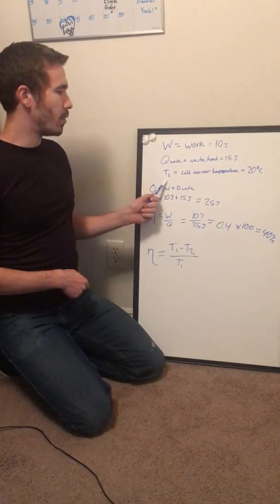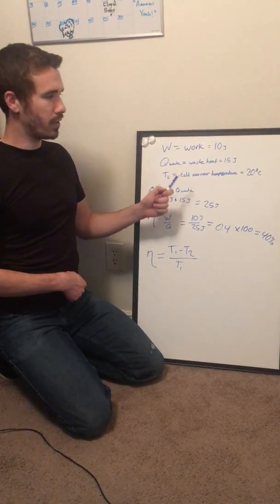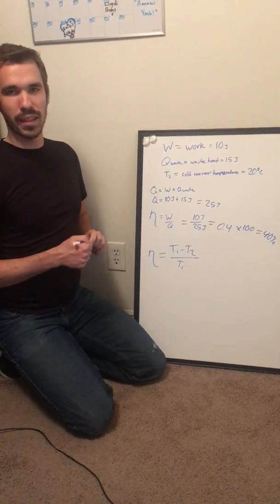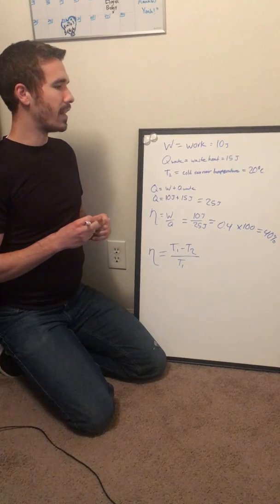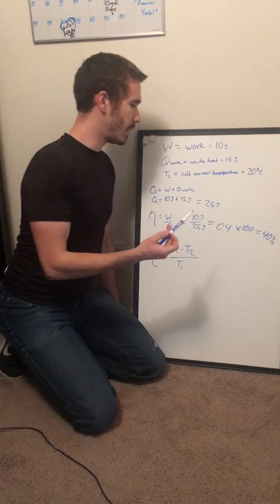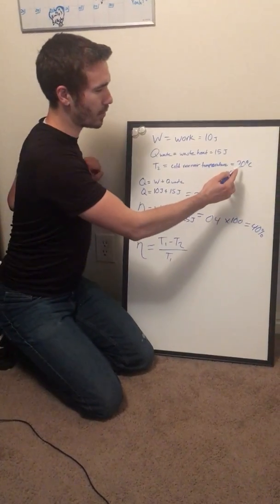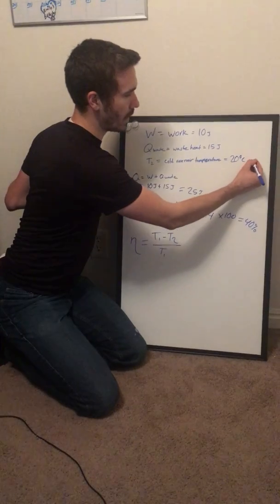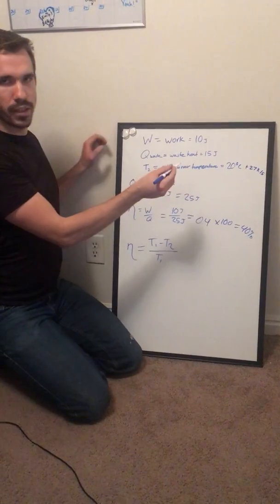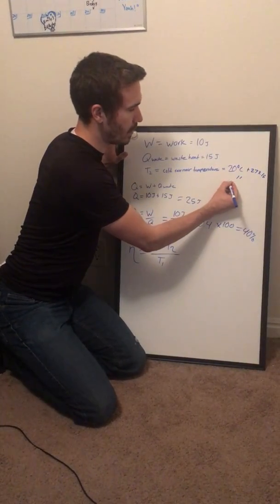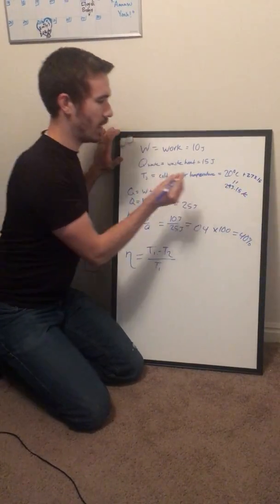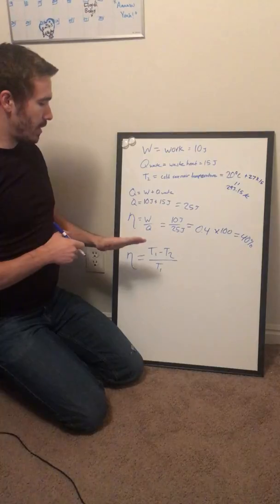So we have our T2, which is the temperature of the cold reservoir, 20 degrees Celsius. But since it's in degrees Celsius, we actually need to convert it to Kelvin in order to have it in the units we need for this equation. So we convert our 20 degrees Celsius to Kelvin by adding 273.15 to our Celsius value, which gives us 293.15 Kelvin.